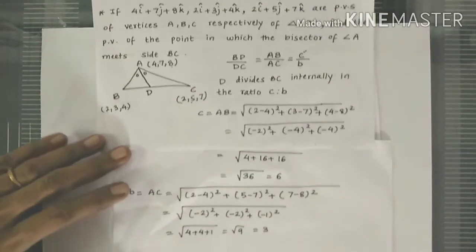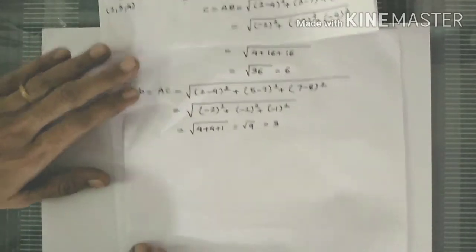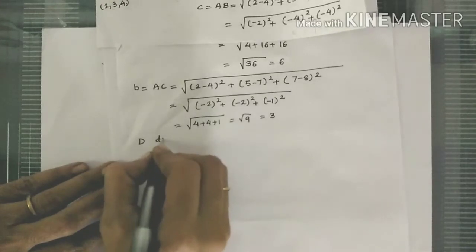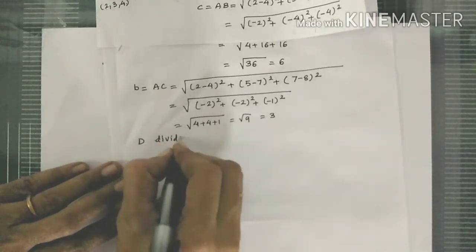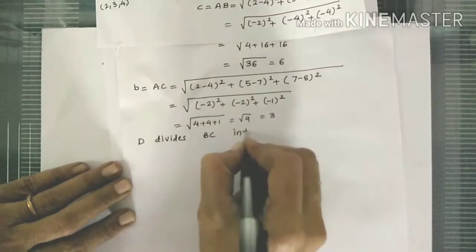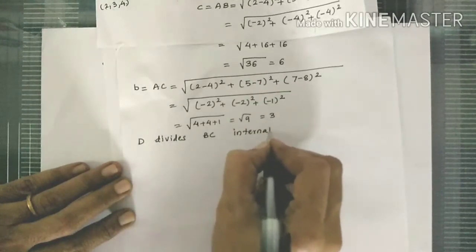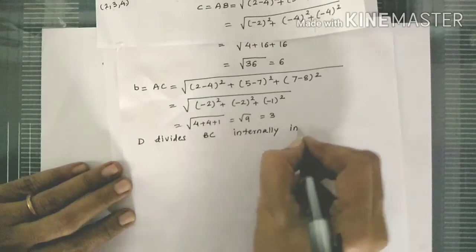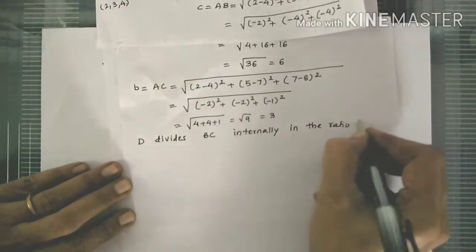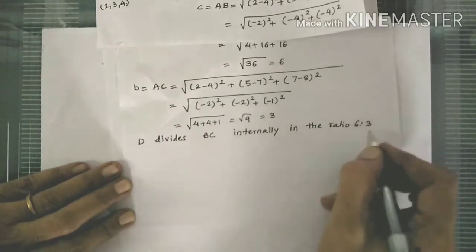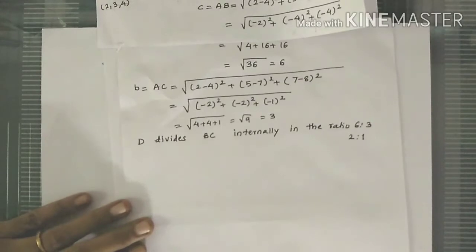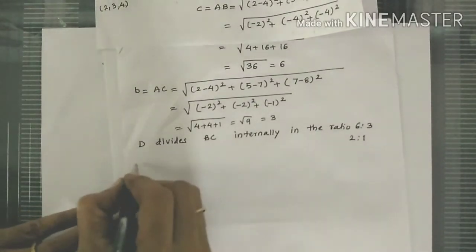So D divides BC internally in the ratio 6:3. So D divides BC internally in the ratio 6:3. This 6:3, dividing by 3, we can write this as 2:1. So the ratio is 2:1.